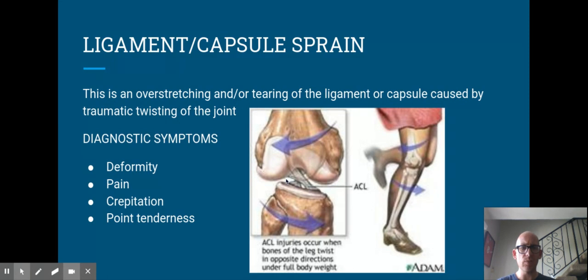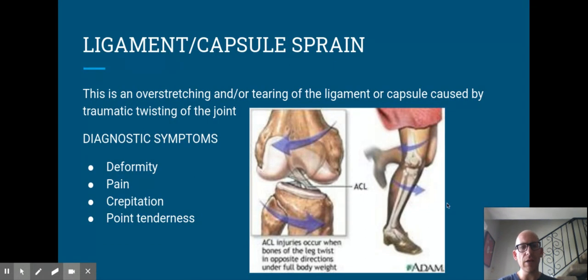So basically what a ligament sprain, or a capsule sprain, is, is the overstretching of those support structures around a joint. Okay, so typically ligament, but can also be capsule, and it's usually caused by traumatic twisting of the joint. Again, it's that shear force, right? Two opposite directions. You see here, one force that way, one force that way. It's that shear force that causes it.